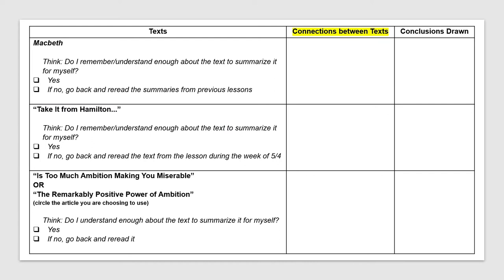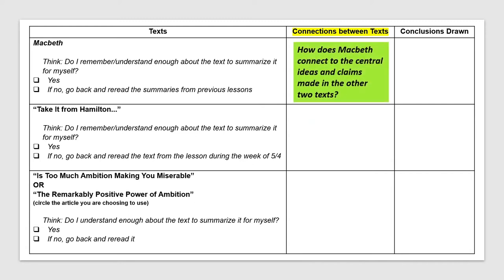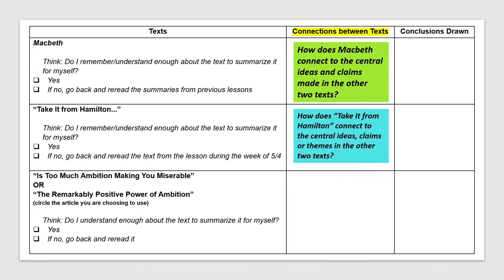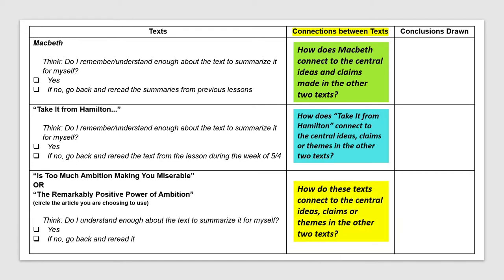As you move on to the second column of the chart, you want to think about how each of the texts connects to the others. So, how does Macbeth connect to the central ideas and claims made in the other two texts? How does Take It from Hamilton connect to the central ideas, claims, or themes in the other two texts? And how does the one text that you chose from today's lesson connect to the central ideas, claims, or themes in the other two texts?